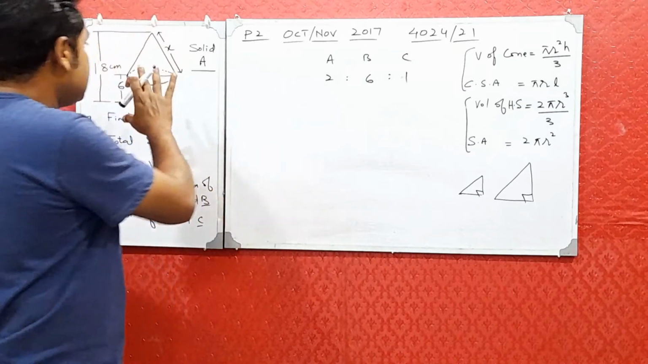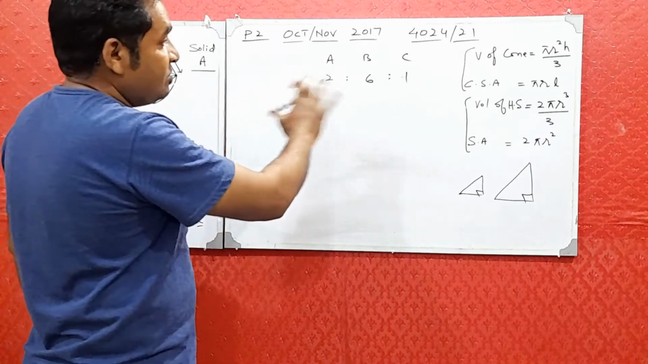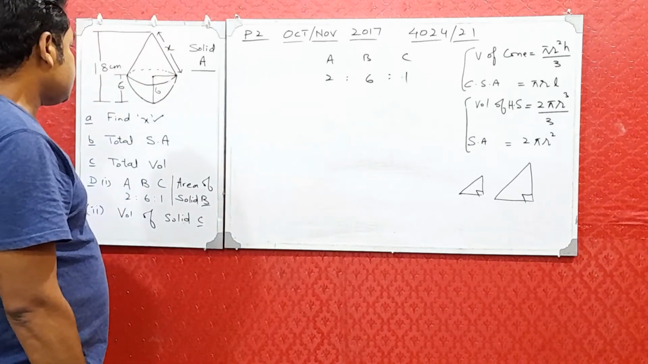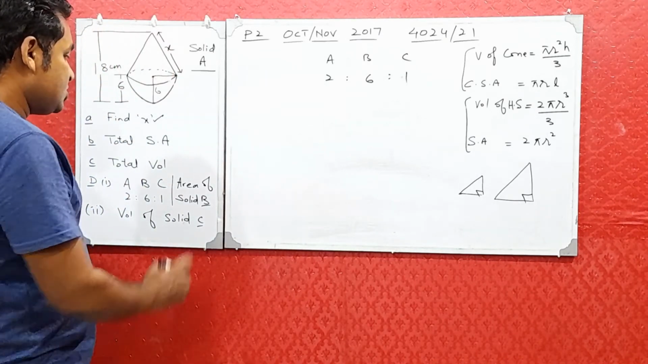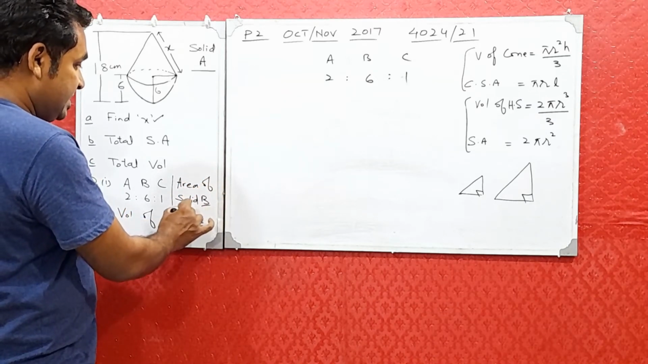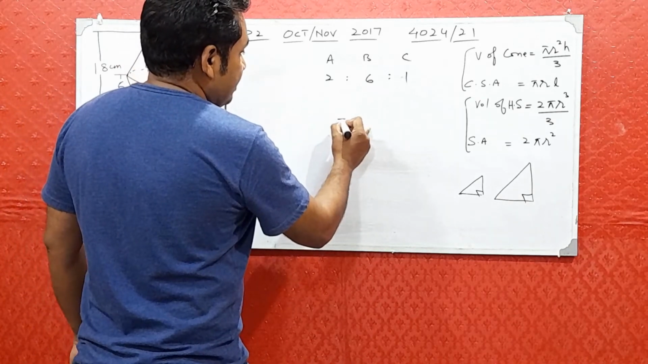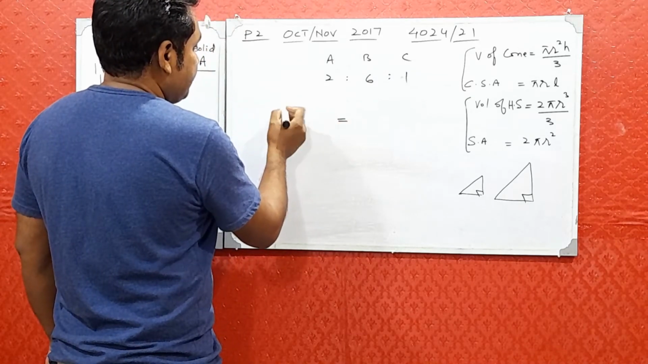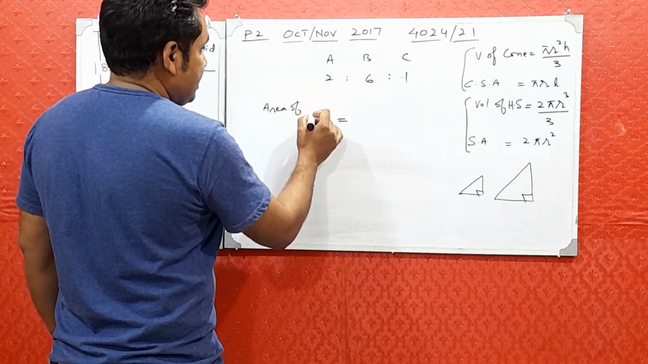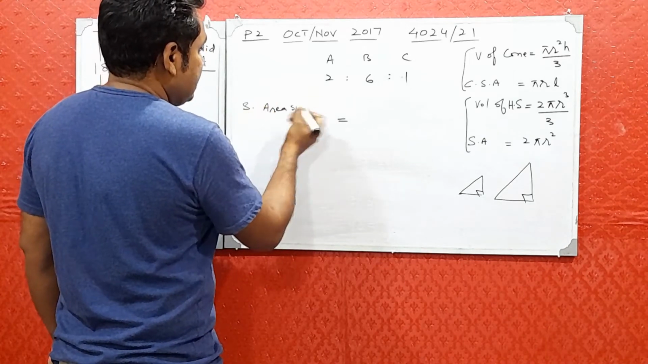So these three solids are similar. Now they have given us how they are similar: the ratio of their heights. And what we are supposed to do is find out the surface area of solid B. The formula is the ratio of areas. Because we are supposed to find the surface area of B, we will keep it as the numerator.